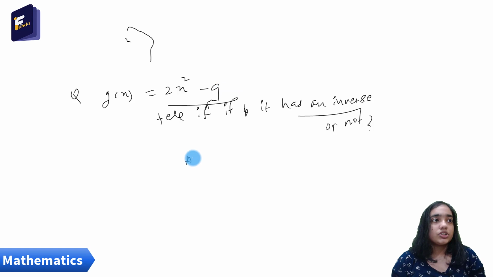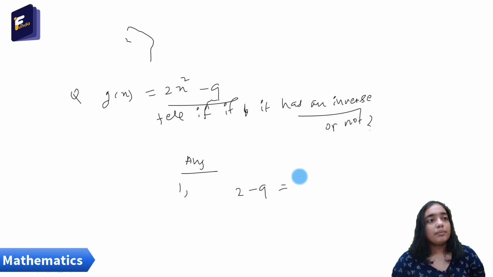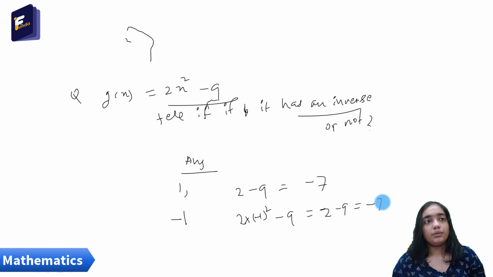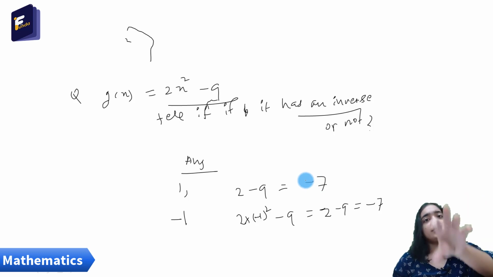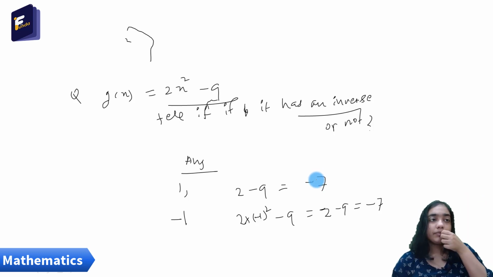Okay. So here you can see that if I put 1 inside this function, I will get 2 minus 9, that is equal to minus 7. Also, if I put minus 1 in this function, then I will get 2 into minus 1 square, that is 1, minus 9, equal to 2 minus 9 equal to minus 7. So you can see that at 1 and minus 1, it is giving the same output, that is minus 7.